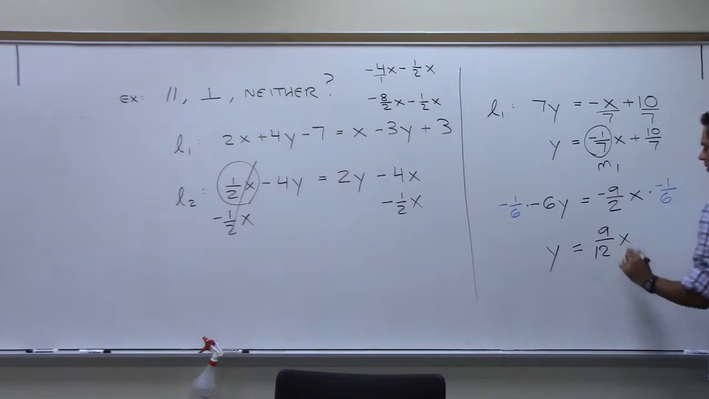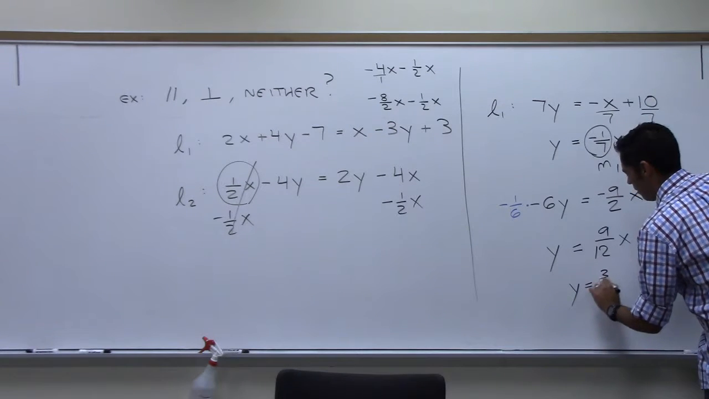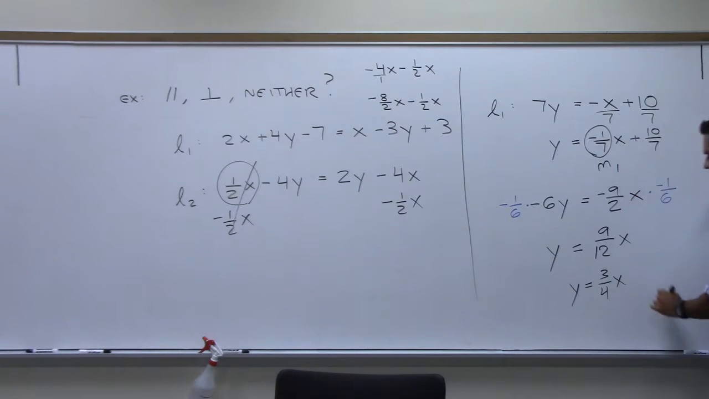9/12 x. Does that reduce? 3/4 x. Now it looks like y equals mx plus b. So what's the slope of this? 3/4. So what's the answer to this question?